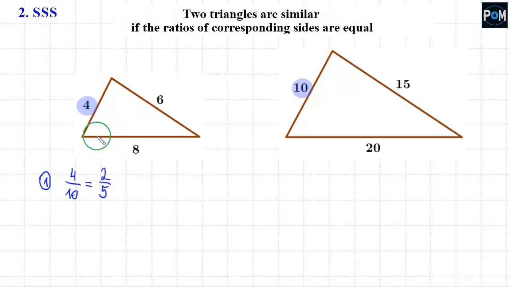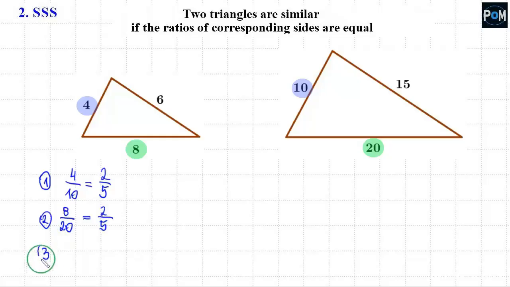Now I'll check the bottom sides, starting with the smaller triangle again. So it will be like 8 on top, and the corresponding side to this 8 is 20. So I put 20 on the bottom. This fraction simplifies by 4. 8 divided by 4 is 2, and 20 divided by 4 is 5. And again, I got 2/5. Just like here, so far, so good.